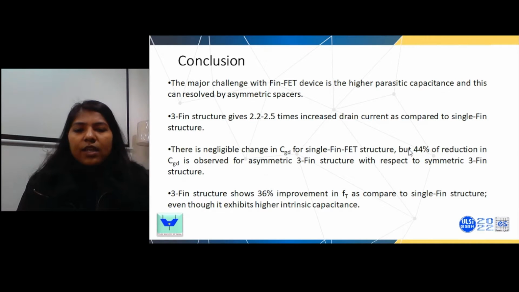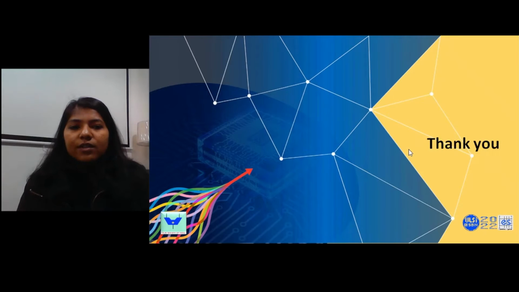Single fin structure shows negligible changes with increase and decrease in the optimized spacer length, but the 3-fin structure shows 44% reduction in CGD for the asymmetric 3-fin structure with respect to the 3-fin symmetric structure. And also the 3-fin structure is able to achieve 36% improvement in FT, which is cutoff frequency, as compared to a single fin structure, even though it has higher parasitic capacitances. And thank you everyone.